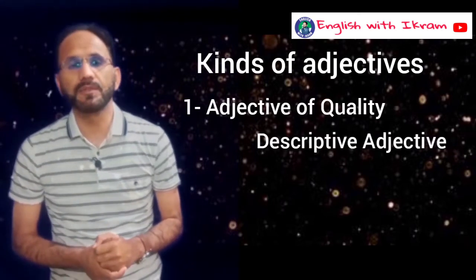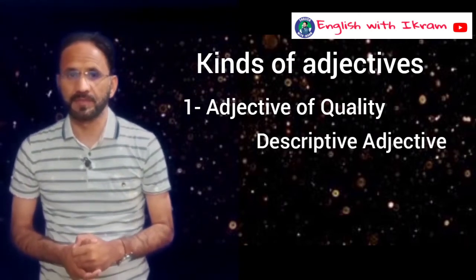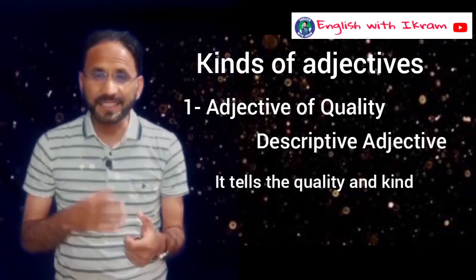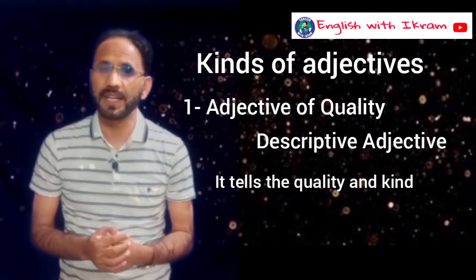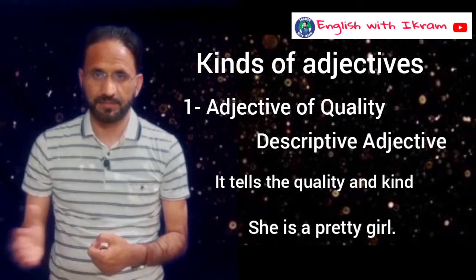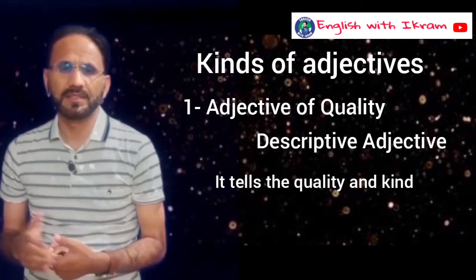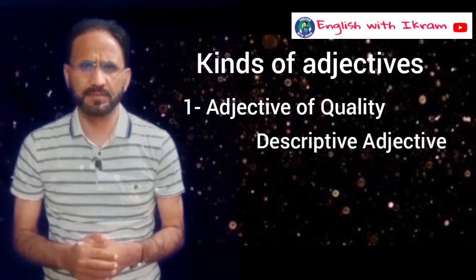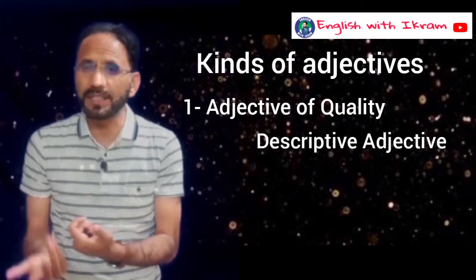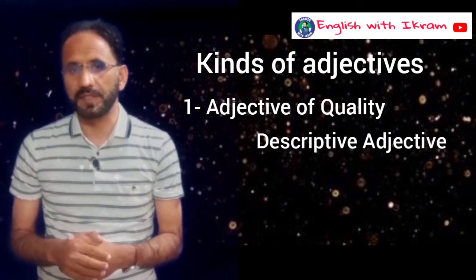Number 1, adjective of quality. This is also called descriptive adjective. Adjectives of quality tell the quality of something. It describes a noun. For example, he is a fat man. She is a pretty girl. His work is nice, very nice. Or many others: this is the big building, this is a huge tower. Anything that describes a noun, that tells the quality of something, is an adjective of quality or the descriptive adjective.